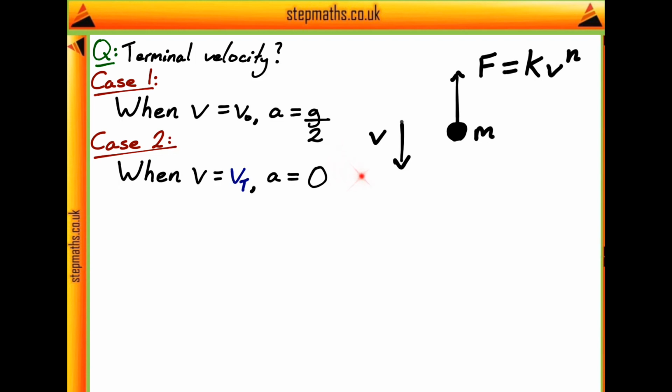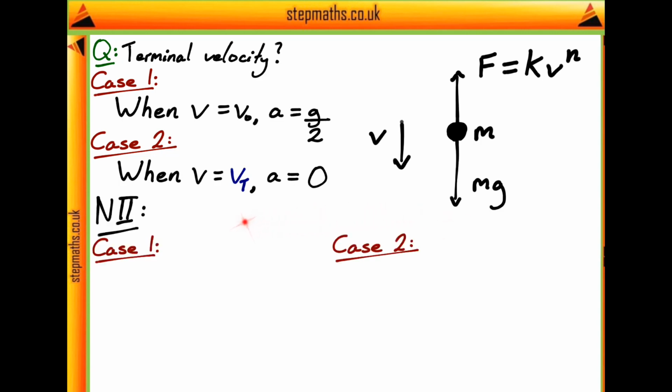So to do that, we're going to need to think about all of the forces acting on our mass. So what is it that's making our mass move downwards? Well, we've got a weight. And this is going to be the only other force acting on our mass. So with that in mind, we can go ahead and consider Newton's second law for both of these cases.